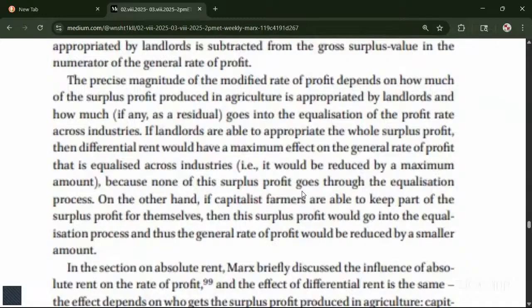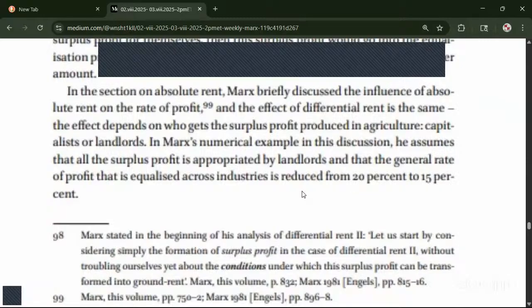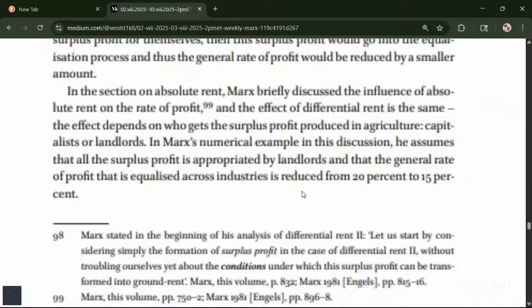In the section on absolute rent, Marx briefly discussed the influence of absolute rent on the rate of profit, and the effect of differential rent is the same. The effect depends on who gets the surplus profit produced in agriculture, capitalists or landlords. In Marx's numerical example in the discussion, he assumes that all the surplus profit is appropriated by landlords and the general rate of profit that can be equalized across industries is reduced from 20% to 15%.